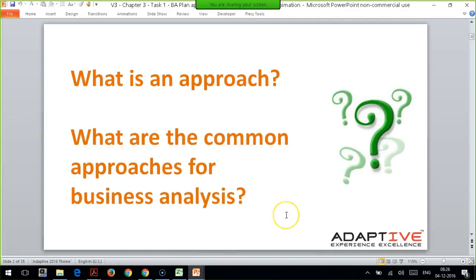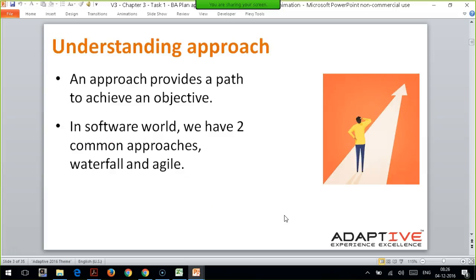So mostly people have 2 approaches which have been recommended by BABOK as well, and it has been observed that a lot of projects follow those approaches. We call them waterfall and agile. Okay. How many of you have worked in waterfall based projects? Sir, one question please. What's the difference between approach and methodology?